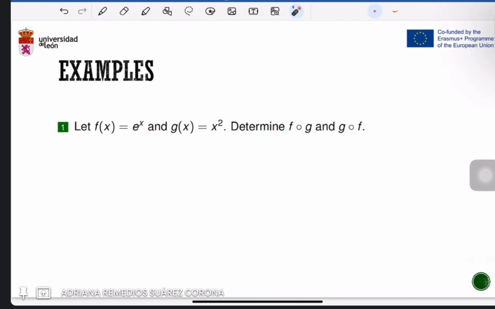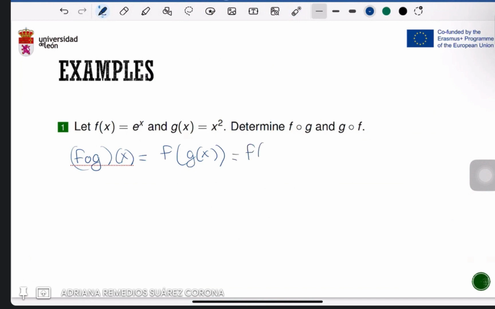So imagine in this case, we have f of x is e to the x, the exponential function, and g of x is x squared. We need to determine f composition with g and g composition with f. For the first case, if we do f composed with g of x, what we need to do is f of g of x. So we first apply g of x and then apply f. We will get f of the result of applying g of x, which is x squared.